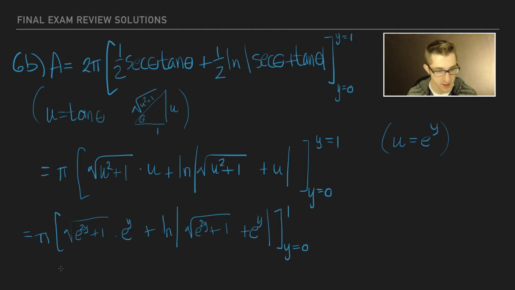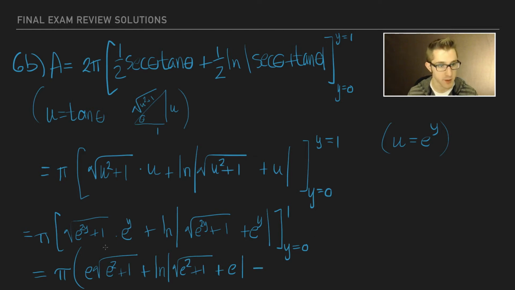So maybe I can write it as one big expression at the bottom. Pi times, I plug in 1, I'm going to get e times the square root of e squared plus 1, plus the natural log of the absolute value of the square root of e squared plus 1 plus e. And then we'll subtract what we get when we plug in 0.